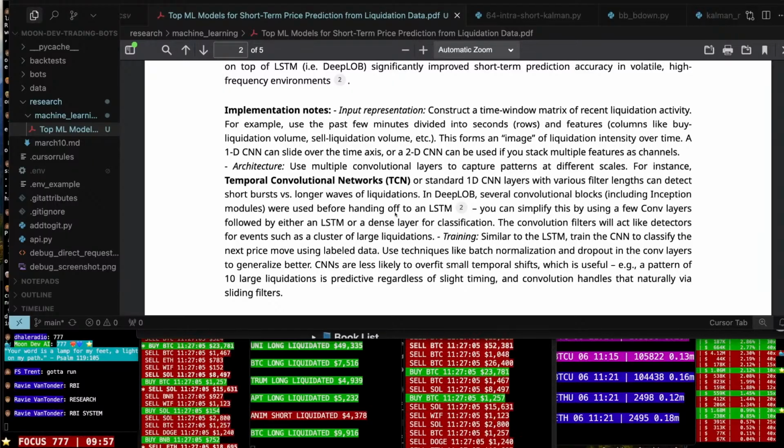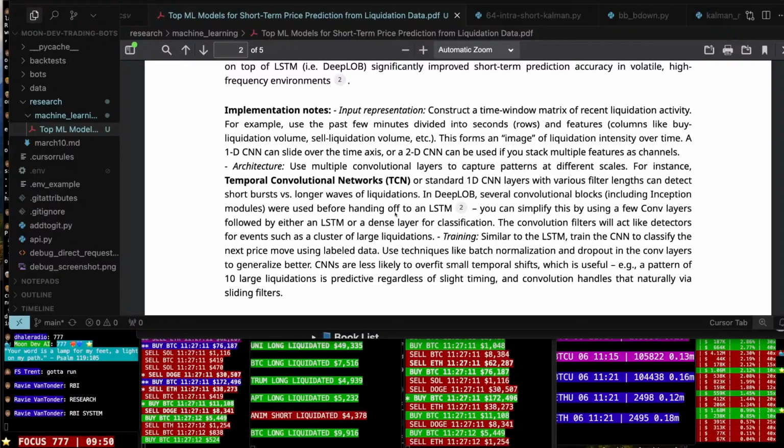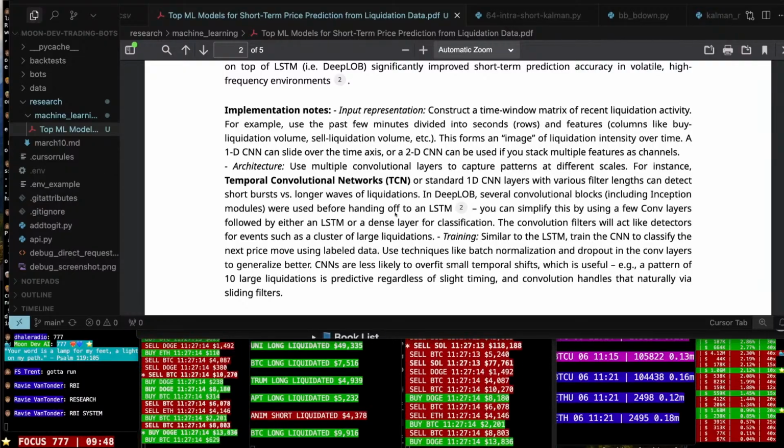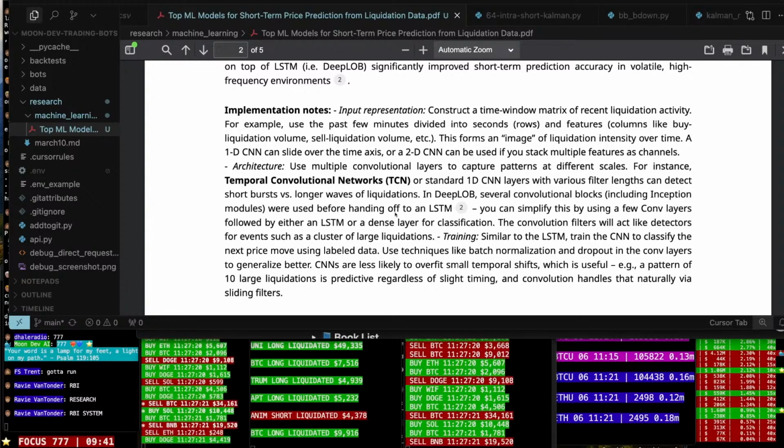volume, etc. This forms an image of liquidation intensity over time. A 1D CNN can slide over the time axis, and a 2D CNN can be used if you stack multiple features as channels.